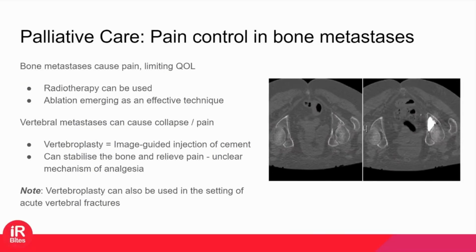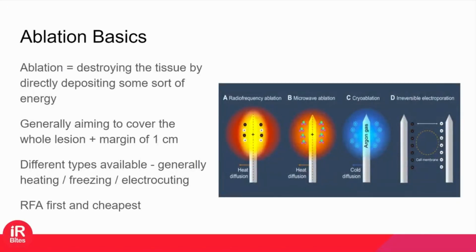if you've got metastases in the vertebra, not only can they cause pain, but they can cause vertebral collapse and compression fractures. So ablation effectively is destroying the tissue by depositing some kind of energy. And the aim is to cover the whole lesion and also have a safe margin for the small micro disease that might be surrounding it. There are different types available.